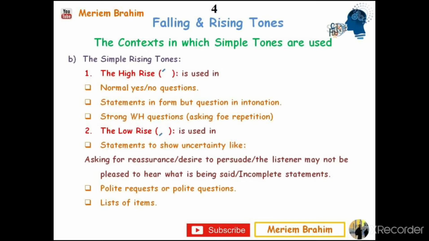We use the low rise as well in polite requests or polite questions. And finally, we use the low rise when we have lists of items. So each item will take a tone.